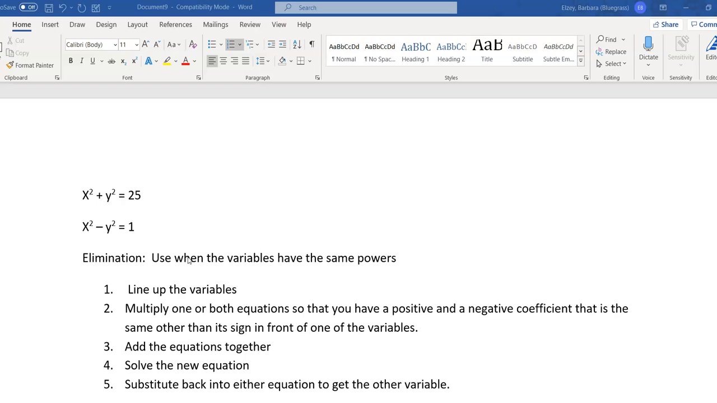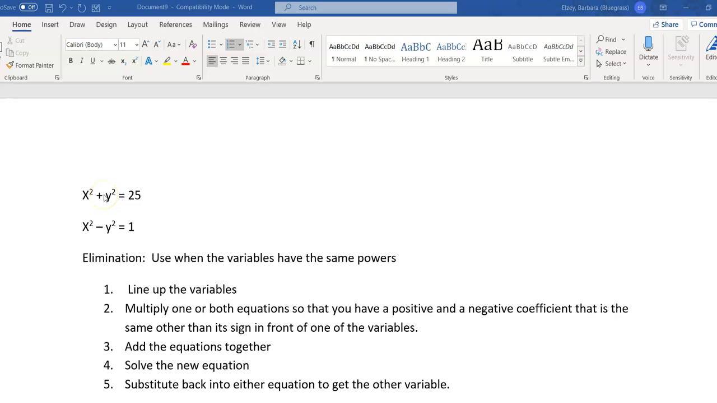Step 2, we're going to multiply one or both equations so that we have a positive and a negative coefficient that is the same other than its sign in front of one of the variables. Now, what does that mean? It means we would like to have the same number right here and right here, or right here and right here, but one of them positive and one of them negative, so that when we add them together, one of the variables goes away. And notice here, we don't have to multiply by anything. We have a positive 1y squared here, and we have a negative 1y squared here. So that's what we want.